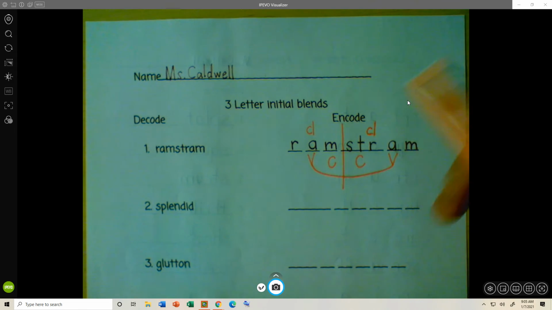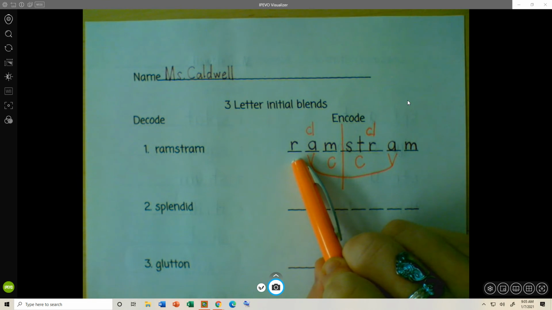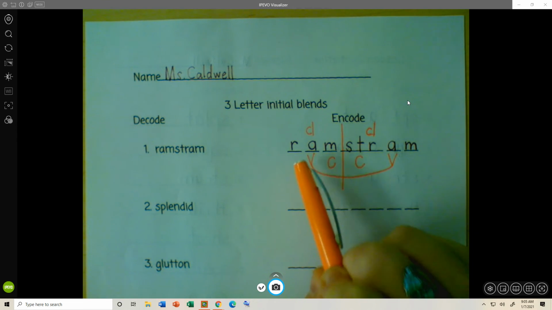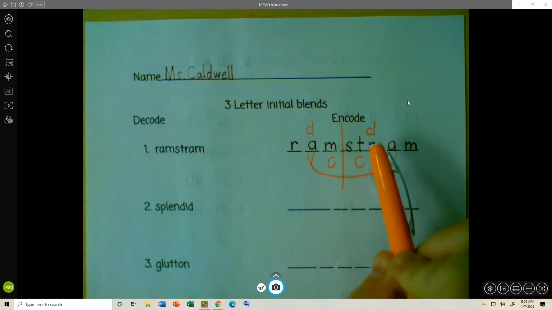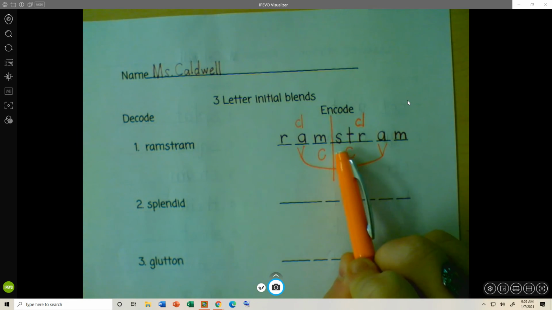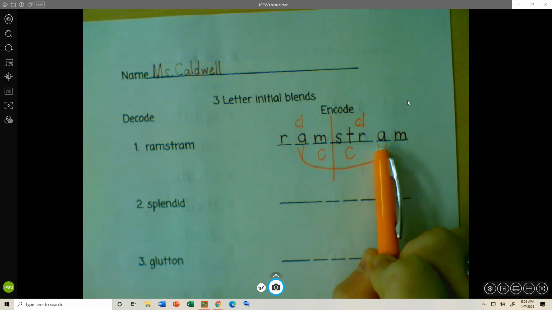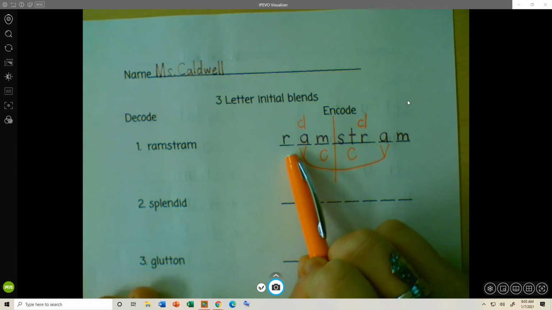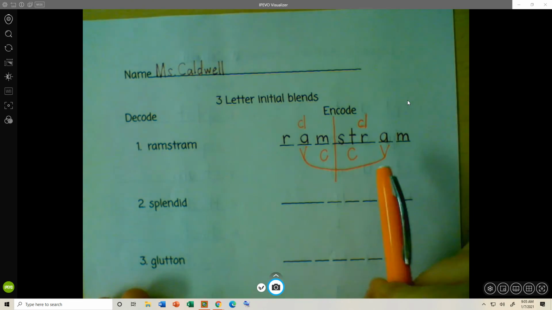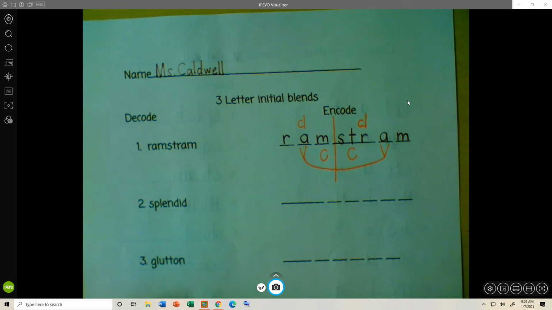So, who would like to read this word? Bryce. Well, let's start with the first syllable. Ready? We have ram. Second syllable says str. So this word together says ramstram.